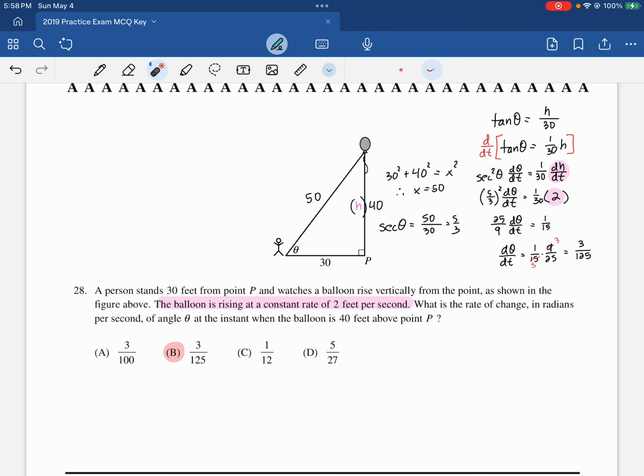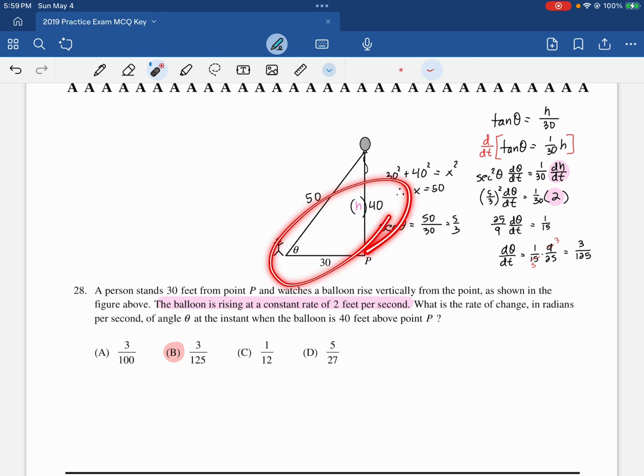What is the rate of change in radians per second of angle theta at the instant when the balloon is 40 feet above P? This is also something I'm going to end up using. You first want an equation that relates an angle theta and the height of the balloon.